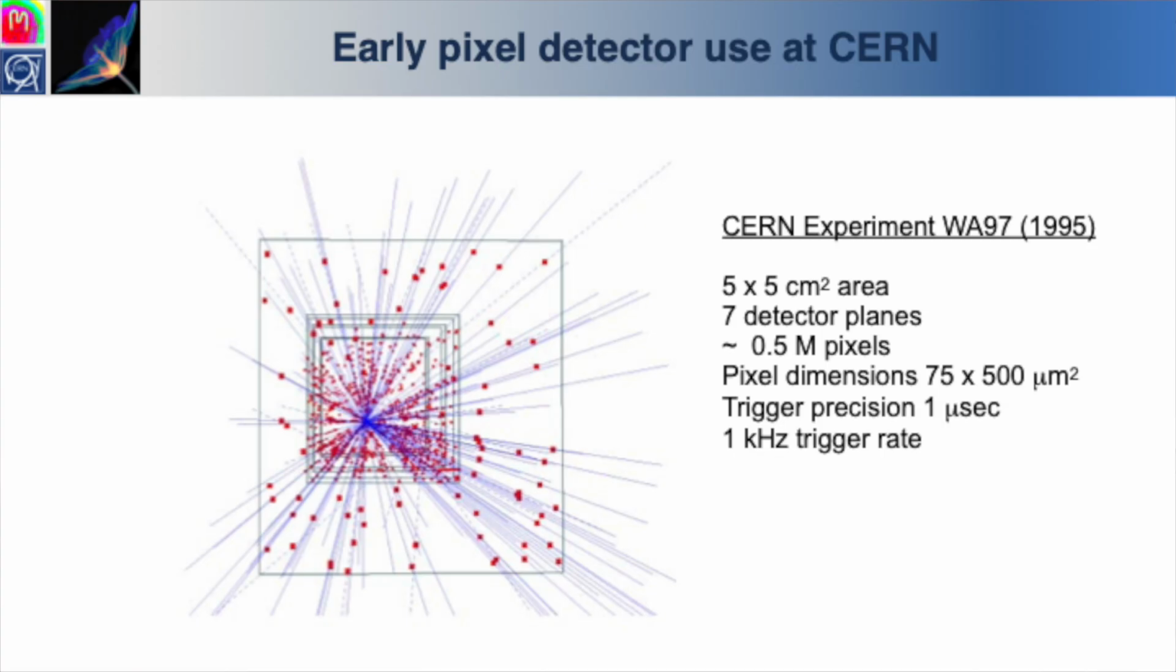So this was an old experiment we did back in the 90s, where we hit a lead ion on a lead target, and we had all these particles being produced and going through a whole bunch of pixel detectors. At that time, the sensors were 5 centimeters square. We had 7 detector planes for 500,000 pixels. We took pictures like that.